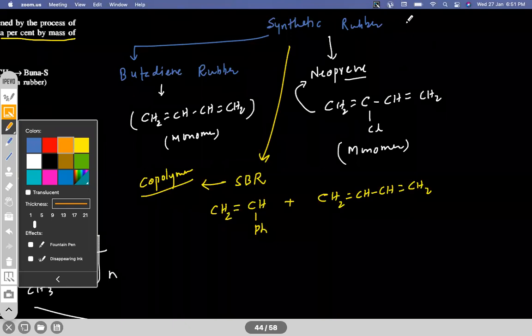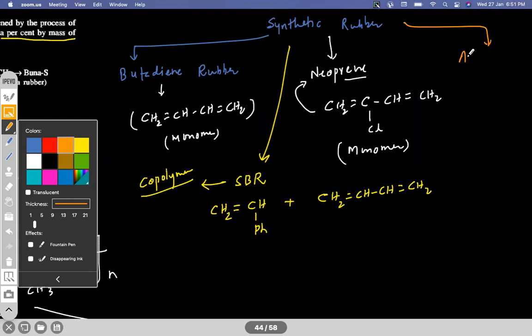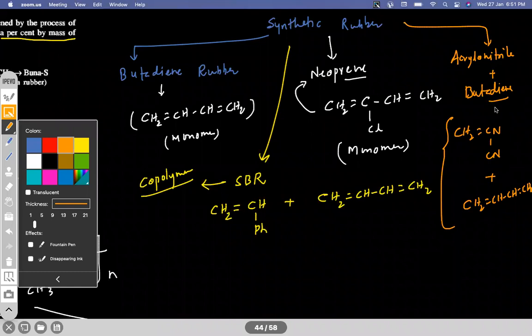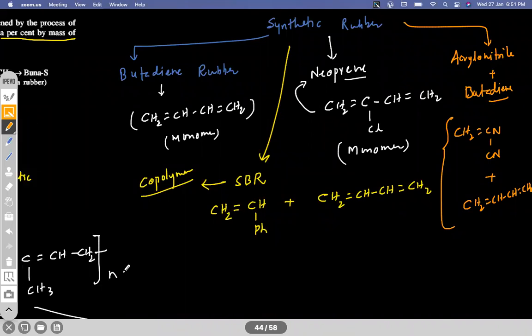Another one we have is acrylonitrile butadiene rubber. One monomer is butadiene, the other one is acrylonitrile. What is acrylonitrile? CH2=CH-CN. Butadiene we know, CH2=CH-CH=CH2. This gives you acrylonitrile butadiene rubber. Obviously this one is also a copolymer, since two different monomers are used.